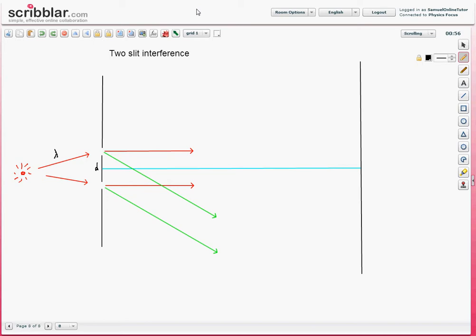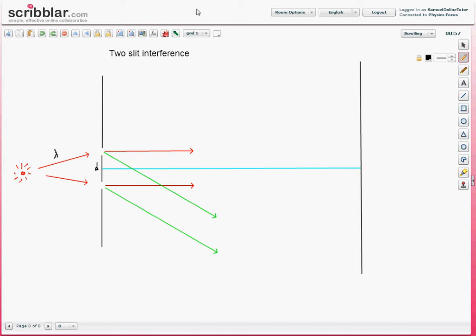Hello, this is Samuel with the Physics Focus, and today I am going to be looking at two-slit interference, wave interference passing through two slits, and how to derive the equation, where it comes from and how to use it. Now for most A-level courses you're not required to know how to derive and prove this equation. But I think that if you understand where it comes from, it makes it a lot easier to remember it and understand how to use it.